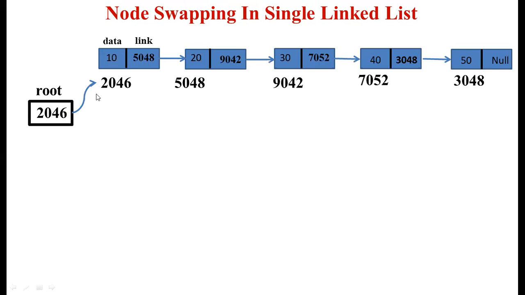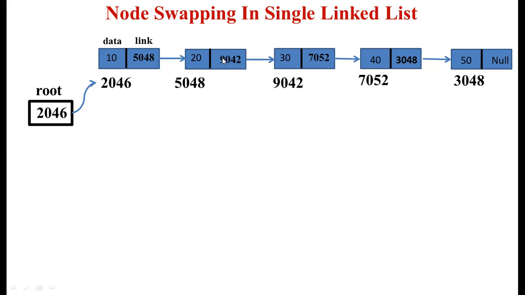So here we are swapping two nodes which are adjacent to each other. So if I say the location is 2, I'll be swapping the second node and third node. If I say the location is 4, I will swap the fourth node and fifth node. If I say the location is 1, I will swap the first node and second node. So here we are swapping two adjacent nodes. So nodes itself we are swapping.